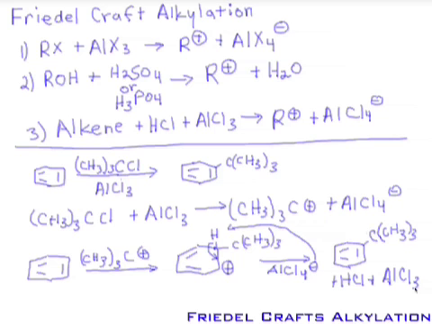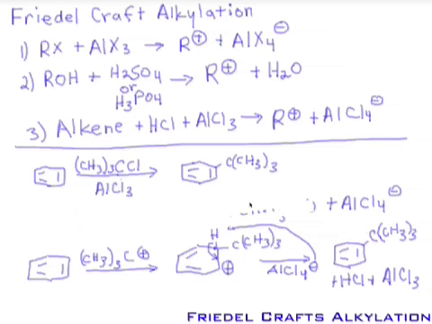One interesting point of difference is that we have to watch for 1,2 shifting, rearrangement. Carbocations do undergo 1,2 shifts, and so we have to be careful so that we produce the more stable carbocation. For example, if we attempt to carry out reactions with, for example, propyl chloride and AlCl3.